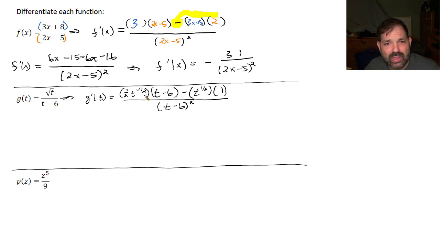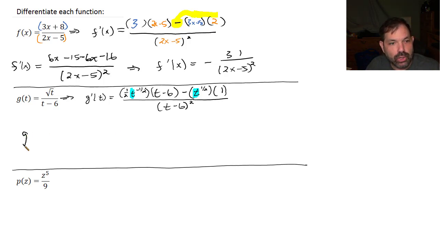All right, so let's see what we can do here. What I would notice here, and one way to simplify this, is that it doesn't look like there are any common factors, but I do have a common factor of t. I have t to the negative 1/2, and I have t to the 1/2. And so what I'll do here is factor out the lesser exponent.